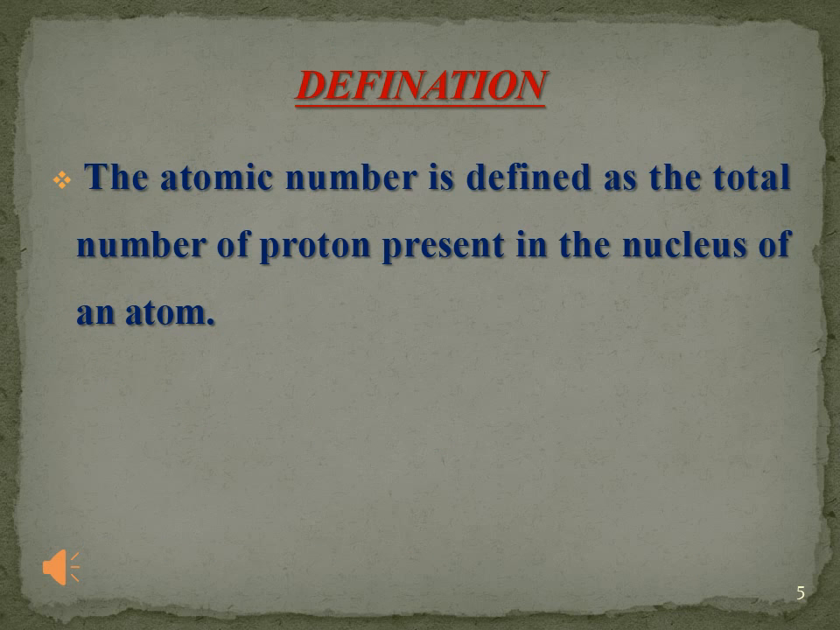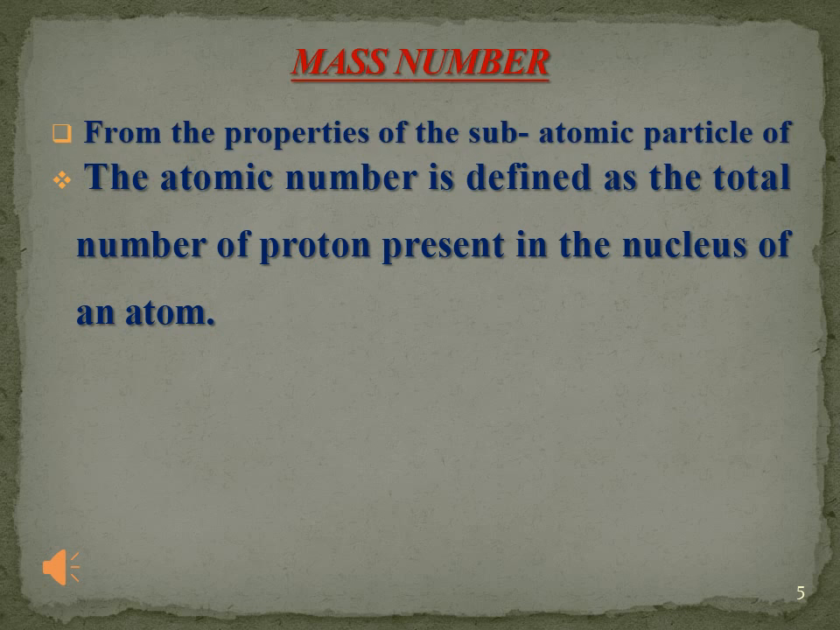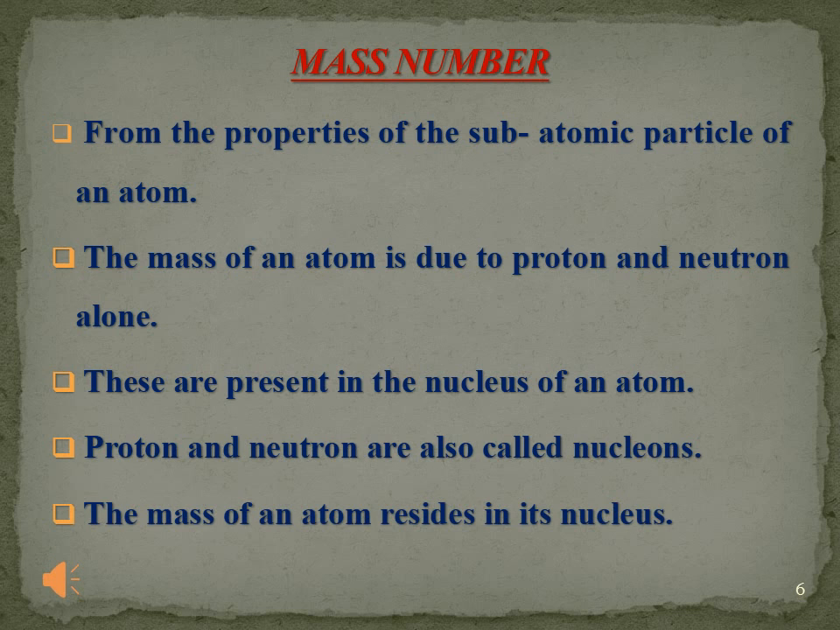So students, from the above discussion of the concept of atomic number and the examples, we can define atomic number as the total number of protons present in the nucleus of an atom. So students, that was all about the concept of atomic number.